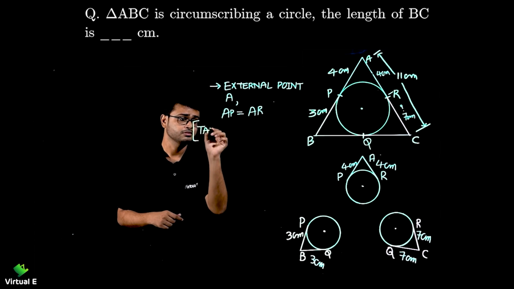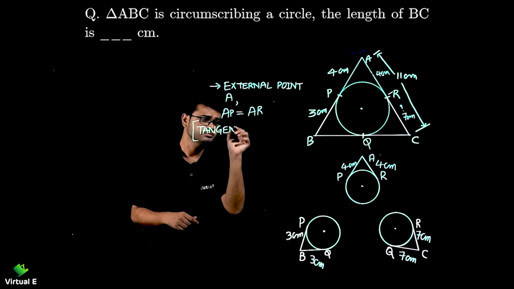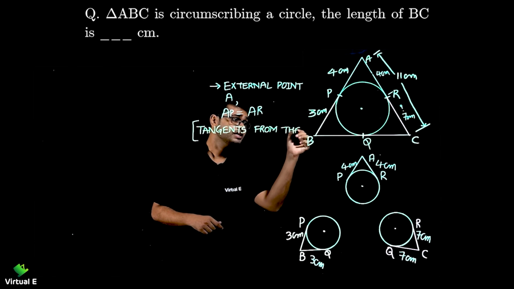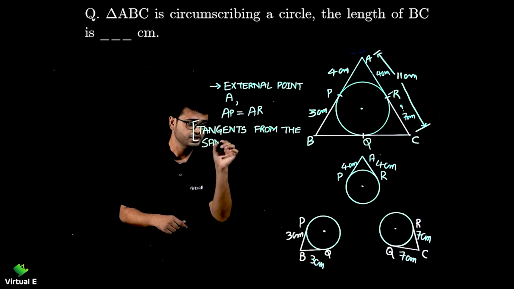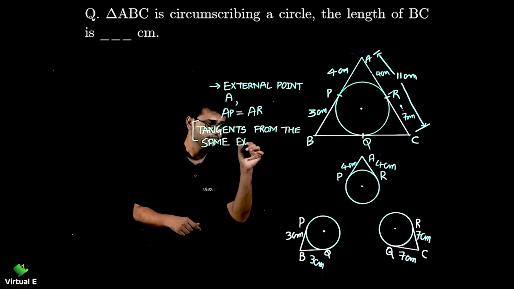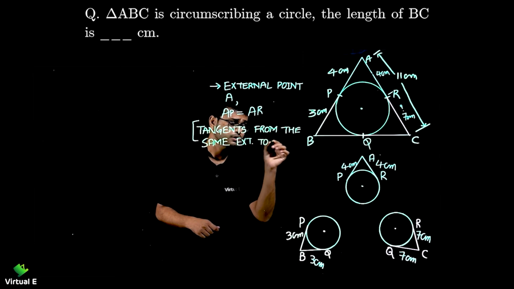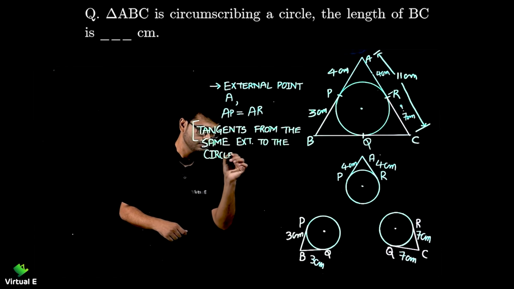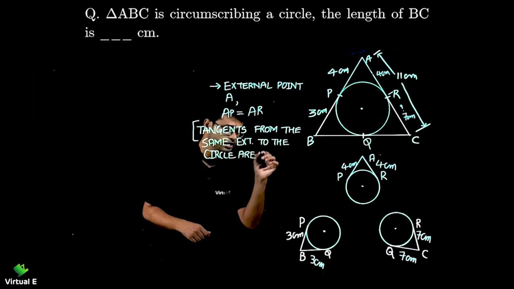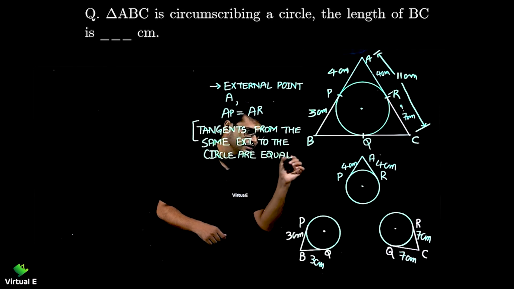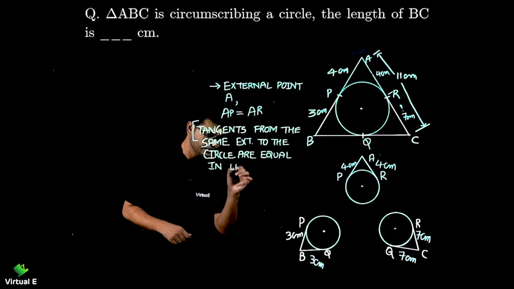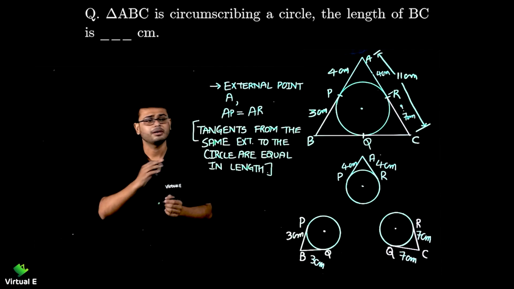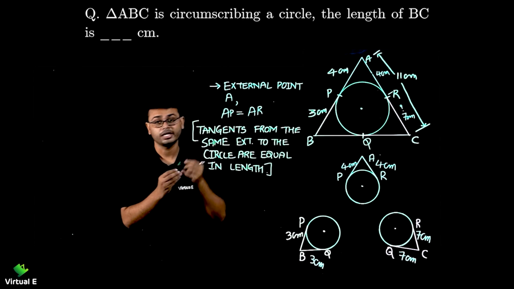Okay, tangents from the same external point to the circle are equal in length. Done? Simple. Equal in length. Write this reason. It's very important why we are equating them, right?